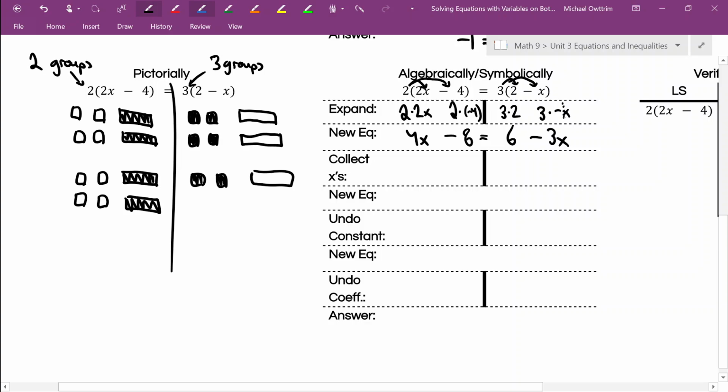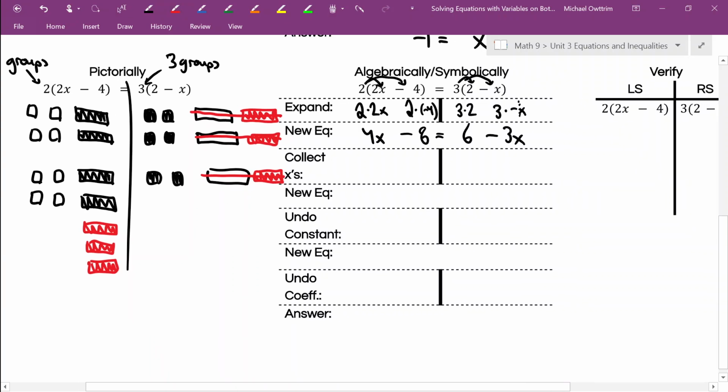Okay, from here, I want to collect my x's. As always, I want to collect those on the side with the larger coefficient. So on the left side, I have coefficient 4. On the right side, I have coefficient -3. The left side is my larger coefficient, so that's the side I want to leave. Means I need to cancel the x's that are on the right side. So what cancels out my 3 negative x's over here? It's going to be 3 positive x's that I need to add in. Of course, if I add in 3 positive x's to the right side, I do need to add those 3 positive x's to the left side as well. And of course, we form our 0 pairs here.